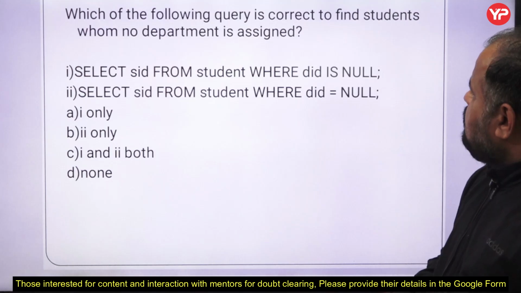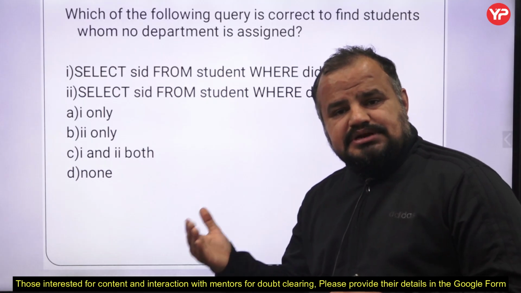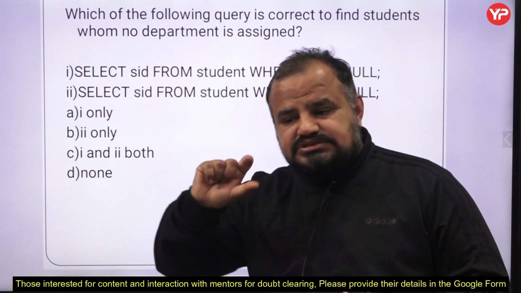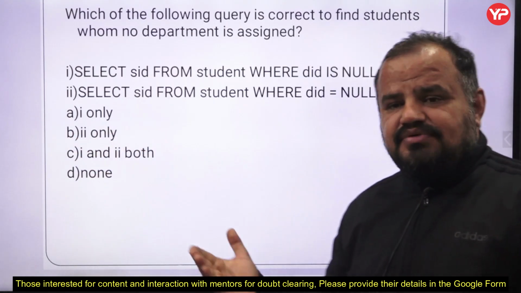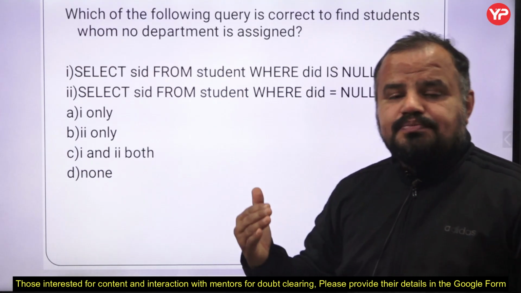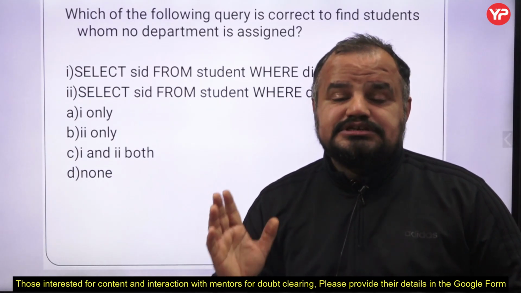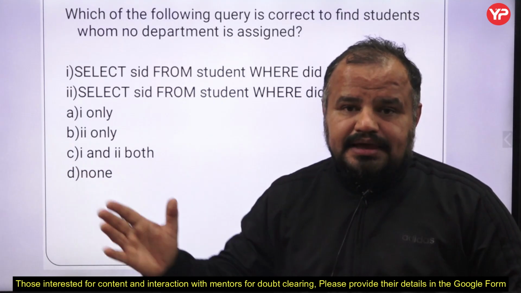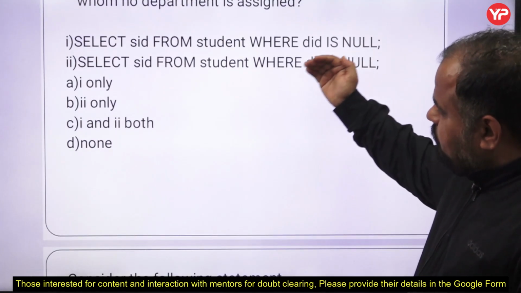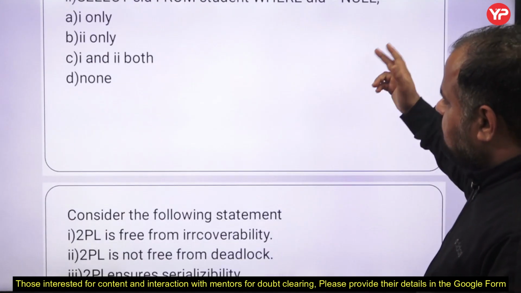Next, which of the following queries is correct to find students to whom no department is assigned? No department means we have to check in the column DID which students have null values, and to compare with null values we always use IS NULL instead of equal to, because with equal to we cannot perform any comparison or arithmetic operation with null, because null doesn't have a specific meaning. It may be unknown, it may be nonexistent. That's why the correct answer is 1. If we want to perform any operation with null, we use IS NULL or IS NOT NULL.